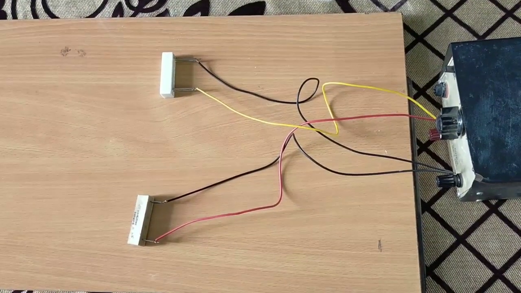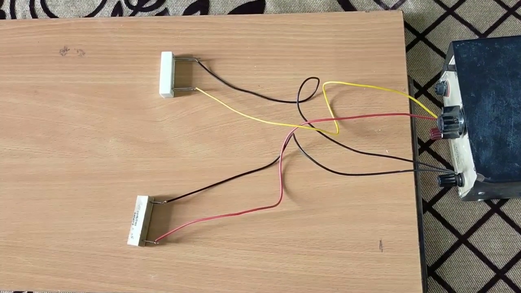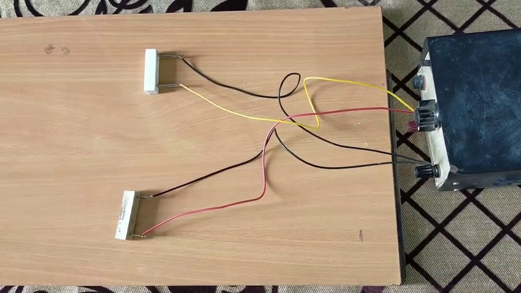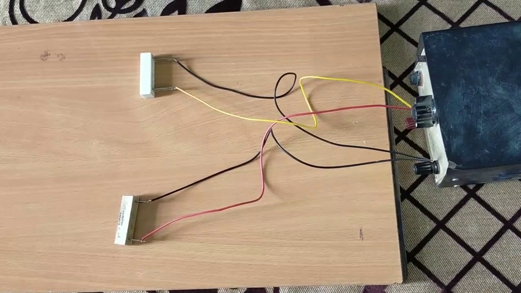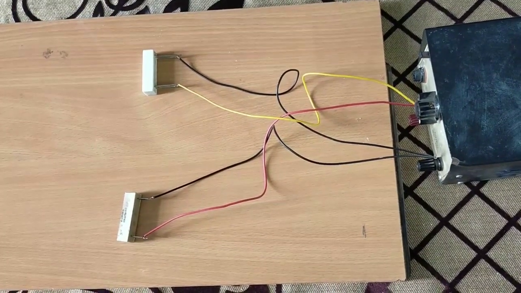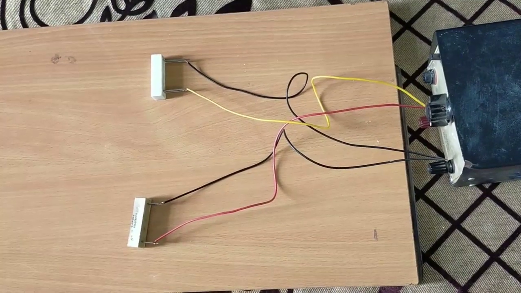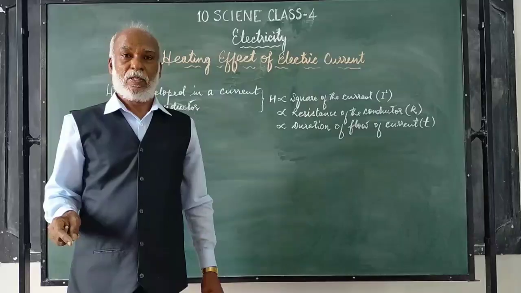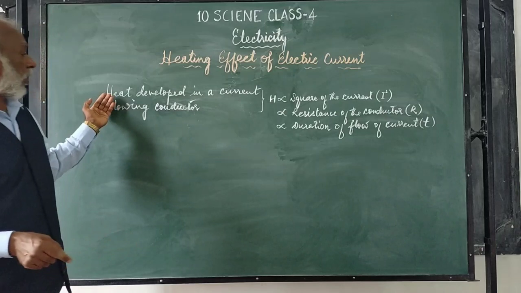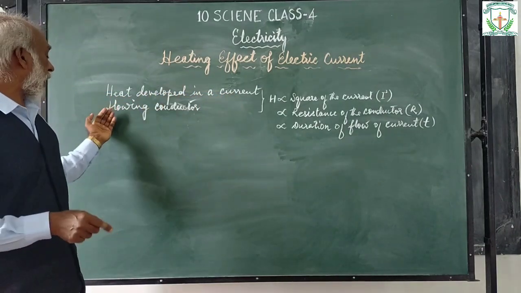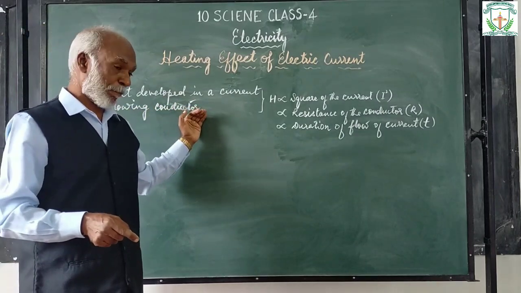What could be the reason for this? Children, these are all experiments on electricity. So unless you do it under the supervision of elders or teachers, it may be dangerous. So don't try yourself without knowing what it is. Right. Children, heat developed in a current carrying or current flowing conductor.